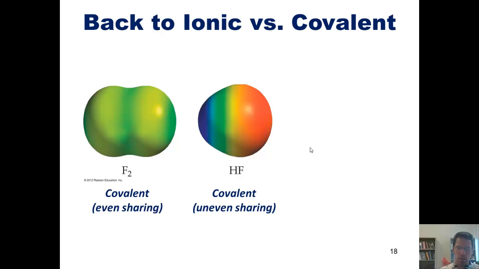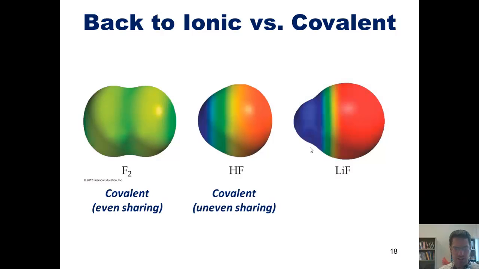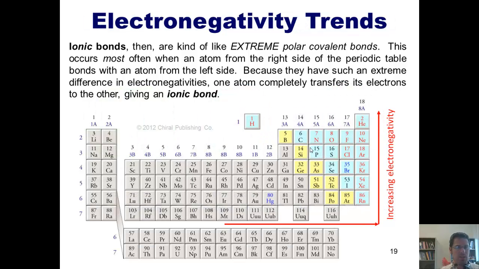And lastly, when two bonding atoms have a really significant electronegativity difference, one atom will completely transfer its electrons, more or less, to the other and form an ionic bond. We might consider ionic bonds then to be kind of like extremely polar covalent bonds. This occurs most often when an atom from the right side of the periodic table bonds with an atom from the left side of the periodic table. Because they have such an extreme difference in electronegativities, they will form an extreme dipole, in essence a complete transfer of electrons from one atom to the other, giving an ionic bond.